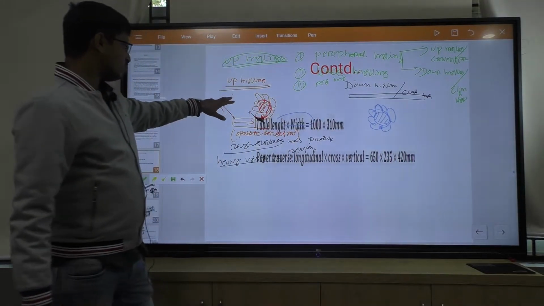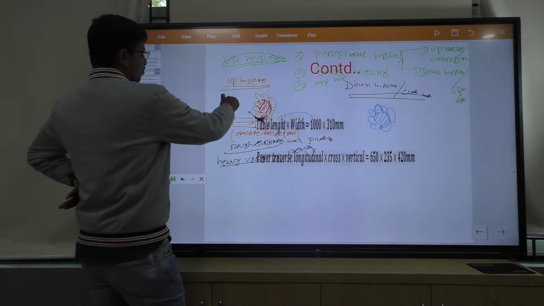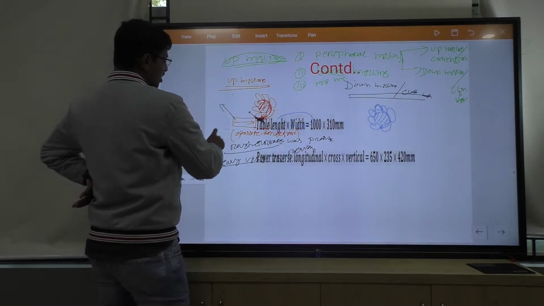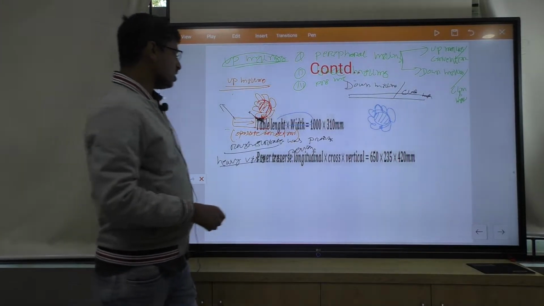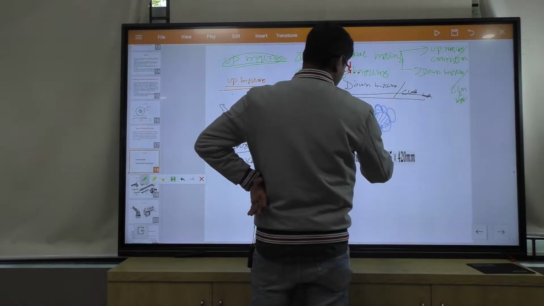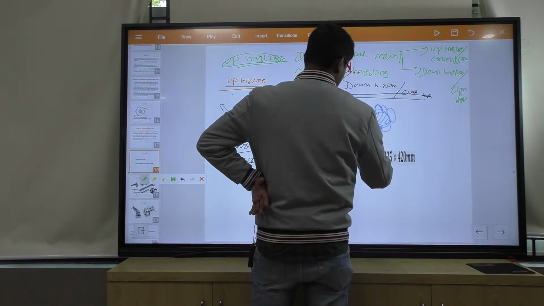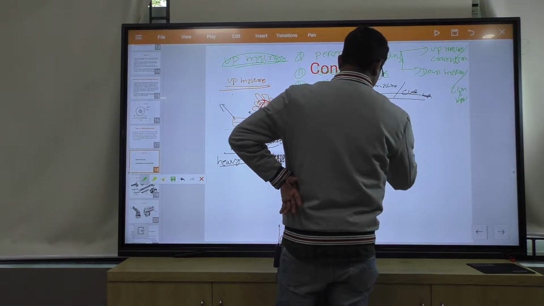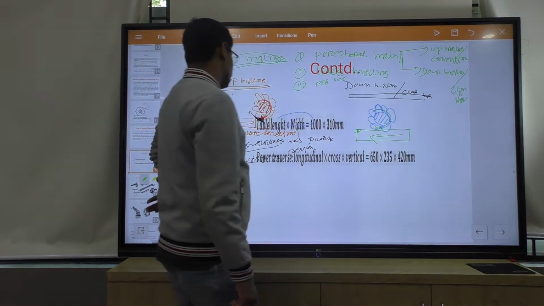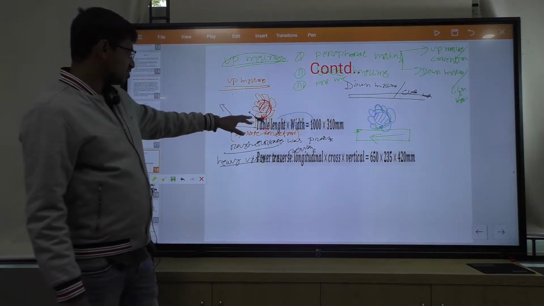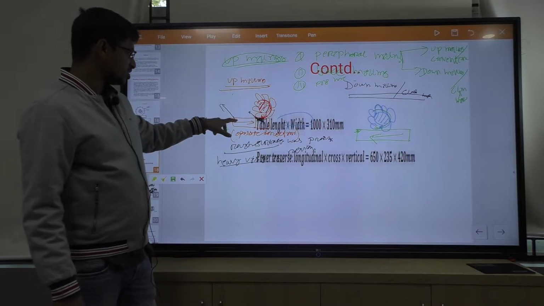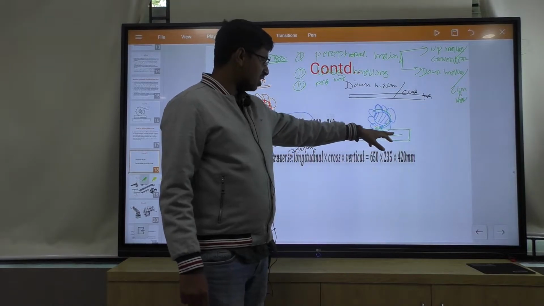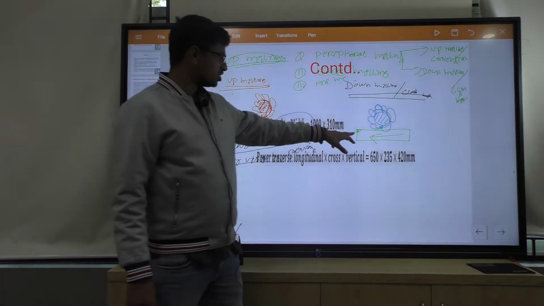Then in up milling, what happened? The multi-point cutter's rotating direction and the work feeding direction are opposite. But in down milling or climb milling, the cutter rotating direction and the workpiece feeding direction are the same.